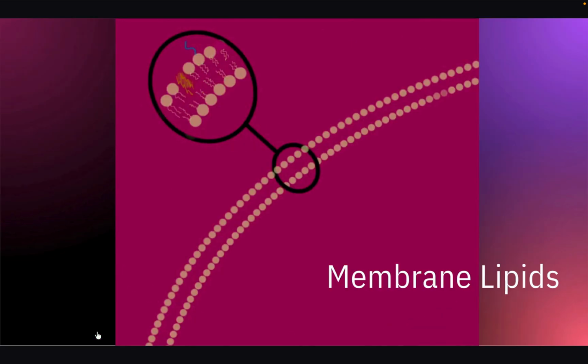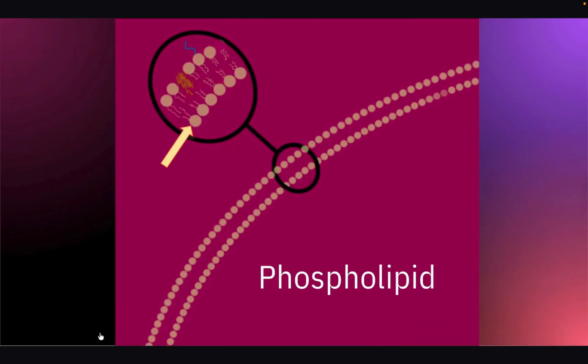The plasma membrane is formed mainly from lipids. The majority of these lipids are called phospholipids. Phospholipids are made of a phosphate head, which is hydrophilic and attracted to the intra and extracellular fluid, and two fatty acid tails, which are hydrophobic and float towards each other. This makes them amphiphilic.